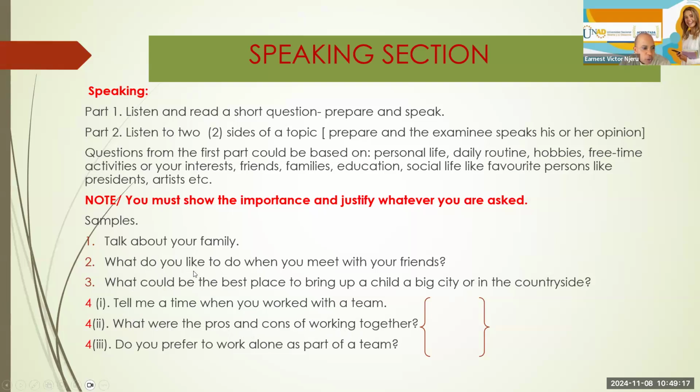I'm going to ask somebody to answer question number 1, and depending on how you answer, I'm going to correct you or help you. How are you supposed to answer that question? Answer it, and depending on your answer, I'm going to tell you whether it is okay and, out of 5, what score you could get. Please, let's have a volunteer to talk about the family. Talk about your family, and you're supposed to stop at 30 seconds, not more. Any volunteer? Remember, we said the secret of this exam is to show the importance of what you are asked and justify. So let's have somebody. Number 1, talk about your family.